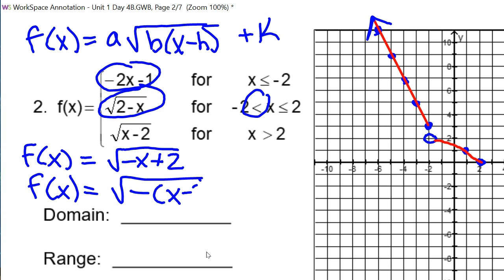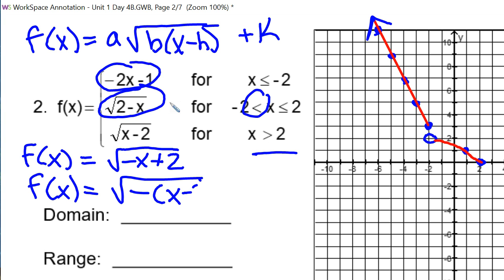And the last piece of that function, what is the parent function for that last piece? Square root. This one's already in vertex form, so it's good to go. But what's the minus 2 make our function do? Move to the right 2. So from the origin, we need to move it right 2. And that's where we need to be. We want to start it at 2.